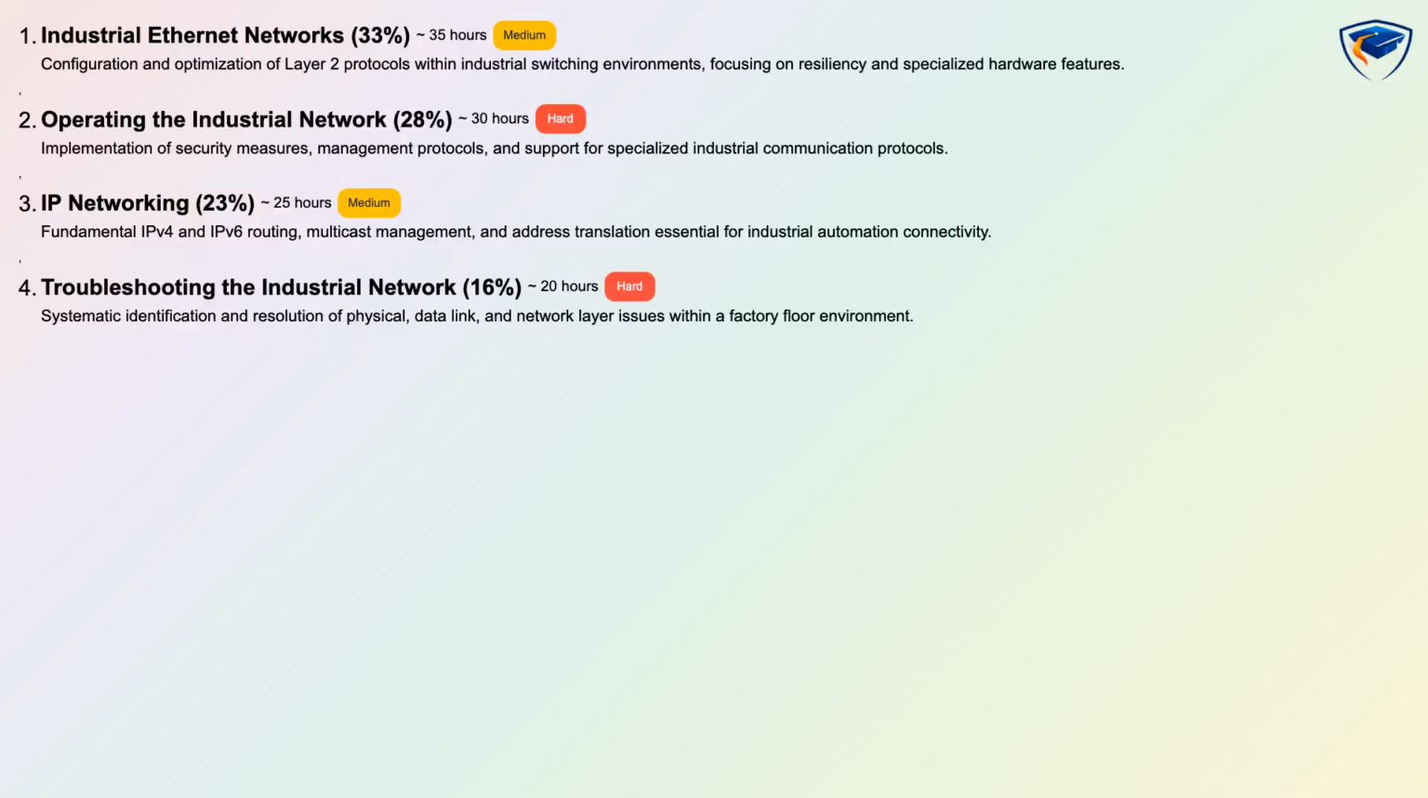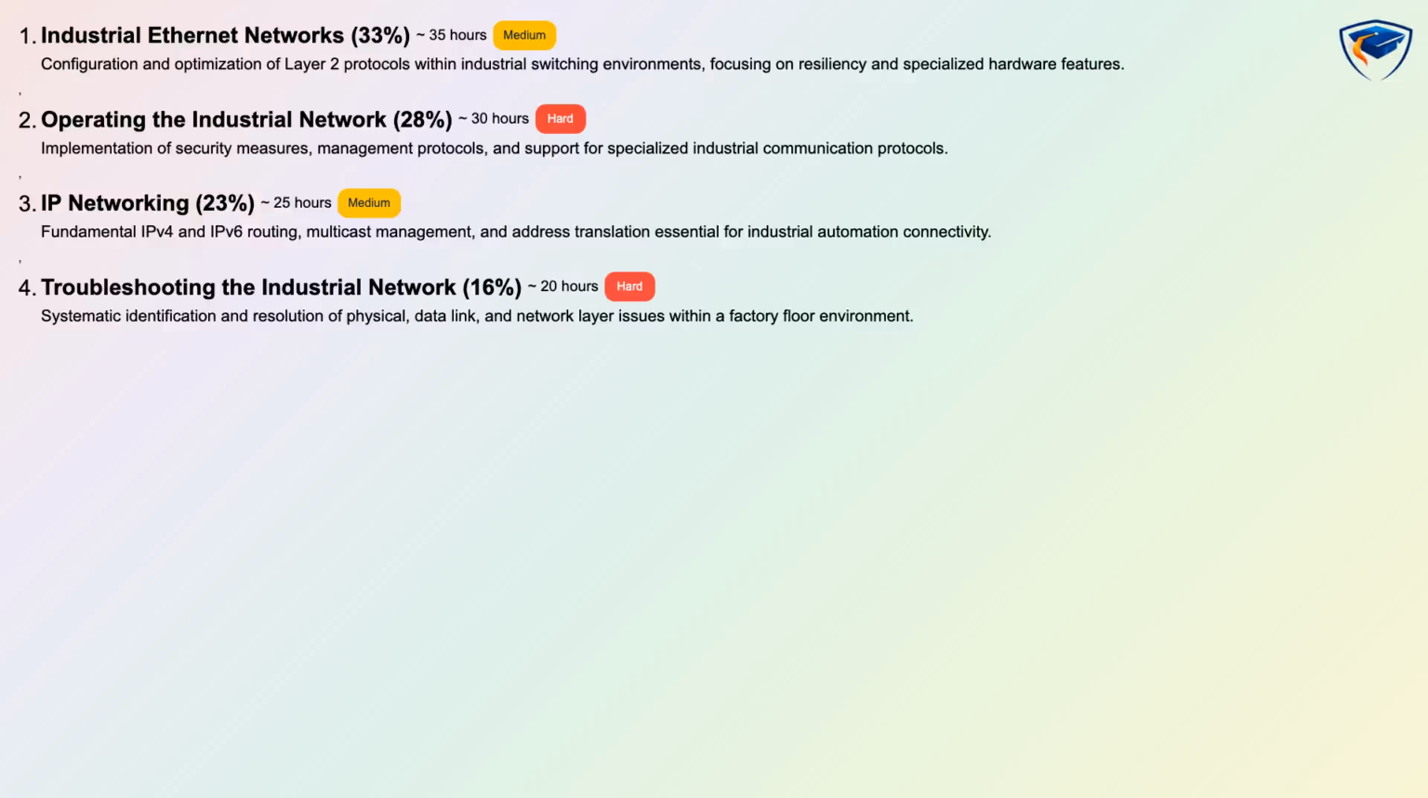This exam is organized into 4 domains with clear weightings. Industrial Ethernet networks at 33%, operating the industrial network at 28%, IP networking at 23%, and troubleshooting the industrial network at 16%. Each domain lists the focus, difficulty, estimated learning time, and assessment type so you can plan hands-on practice and scenario work. I will summarize what you will learn in each domain and highlight the most important topics to prioritize.